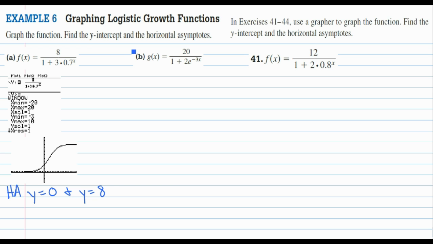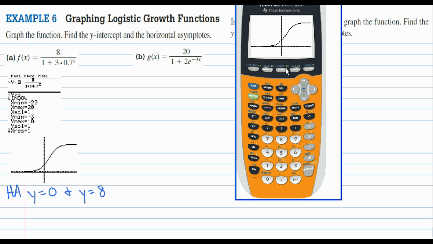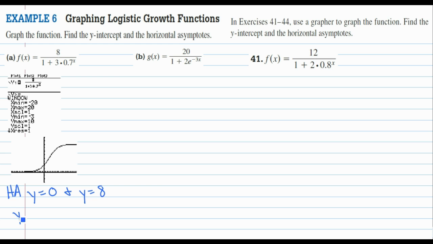Then let's see, the y-intercept, if I plug in 0 for x, I could find that by hand. 0.7 to the 0 is 1, and then 8 divided by 1 plus 3 times 1, so 8 divided by 4 would be 2. So the y-intercept is (0, 2). I'm going to check that. Yeah, it is. So the y-intercept is (0, 2).